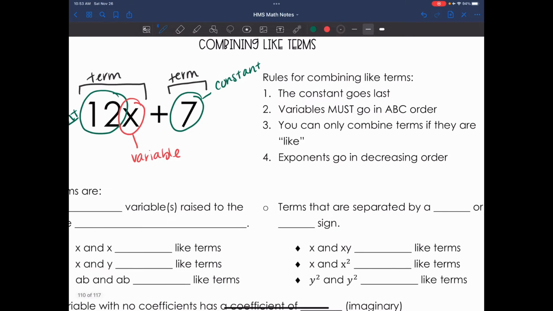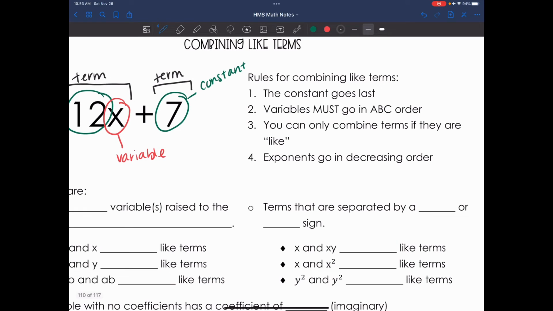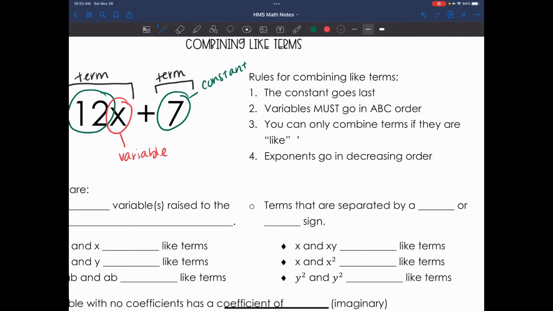So, rules for combining like terms. The constant goes last. Variables must go in ABC order. So terms with the variable A go first, terms with the variable B go next, and so on. Step 3, you can only combine terms if they are like, meaning if they are the same. Let me write that down. Same variable and exponents. Exponents go in decreasing order.